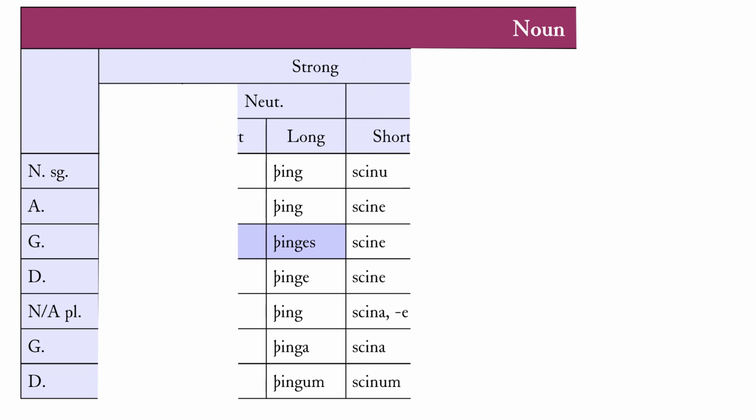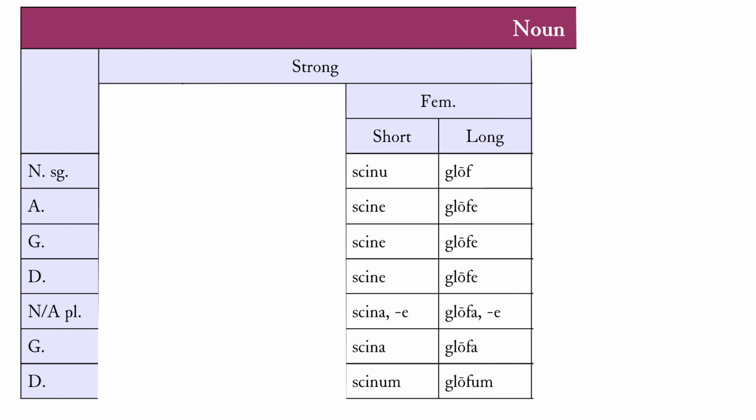The feminine strong nouns, finally, show a similar discrepancy between long and short stems. This time, however, the short-stemmed strong nouns get a u in the nominative singular form, whereas the long-stemmed strong nouns do not. This does not cause as much confusion as the distinction between short and long-stemmed neuter nouns, so we'll just accept this and move on.